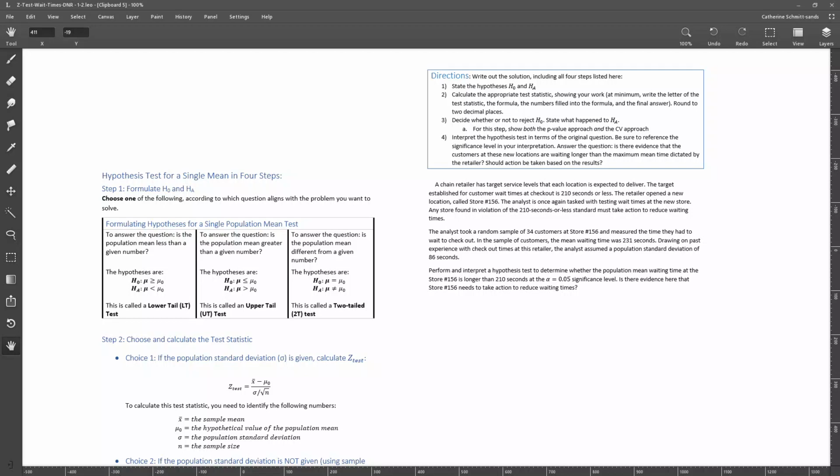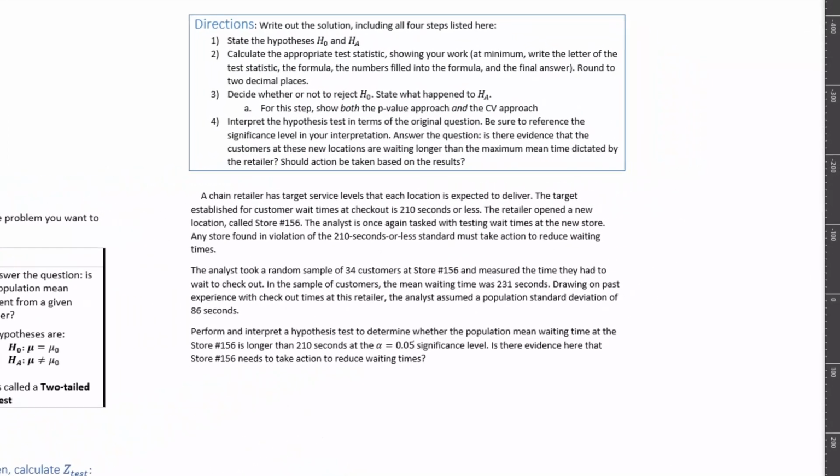In this video, we are going to solve a problem using a hypothesis test. Starting with the directions, they say write out the solution, including all 4 steps listed here. Step 1 says state the hypotheses HO and HA, that is the null hypothesis and the alternative hypothesis.